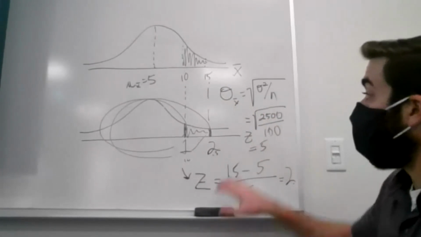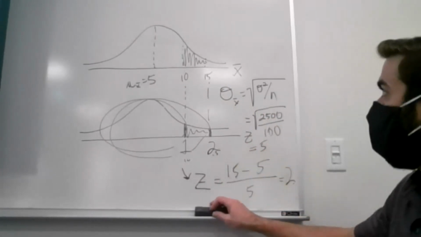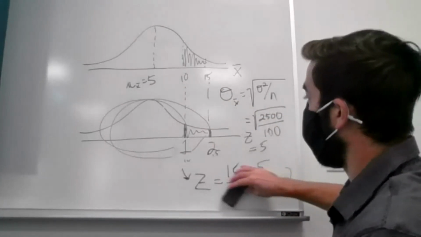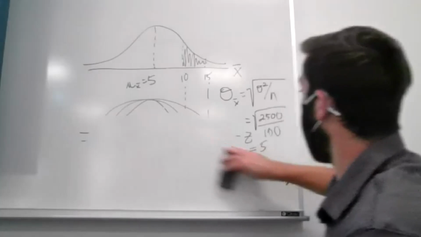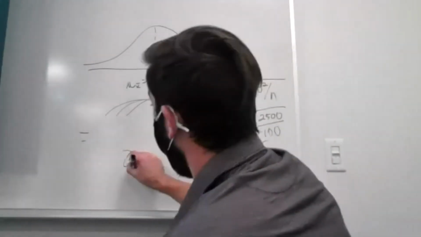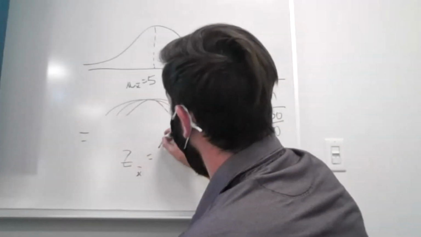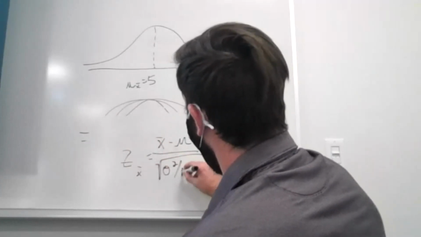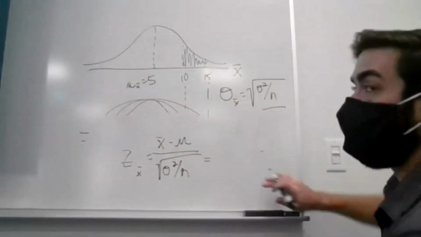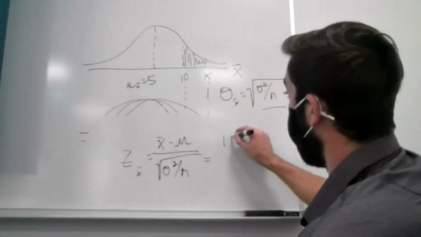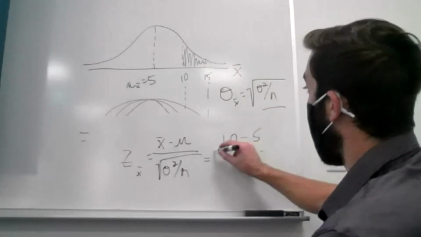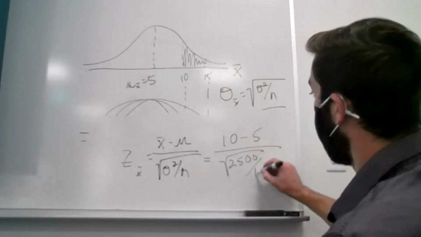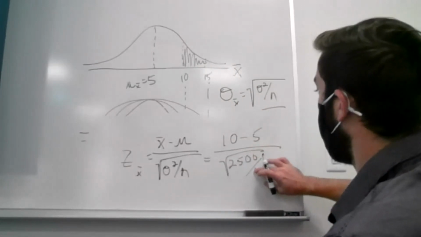Okay. Now, I could have done this a different way. All right? So I'm going to erase this real quick to show you that I could have done that. So just a little more. I could have just used the formula here and plugged everything in. So the cutoff I was interested in was, say, 10. The mean was 5. Square root of 2,500 divided by, wait, what was my sample size again?